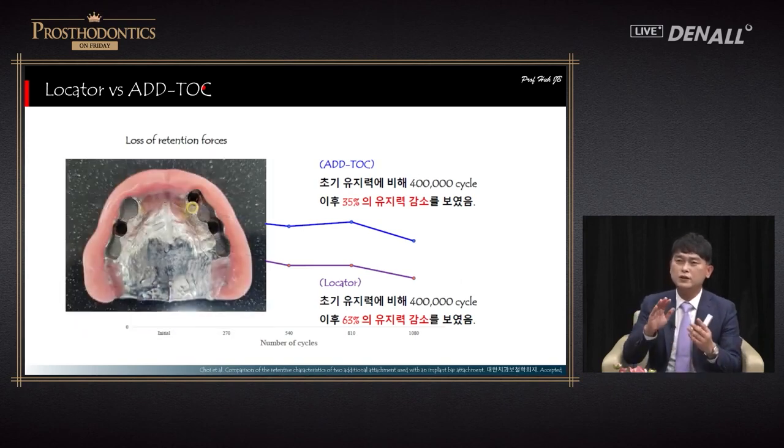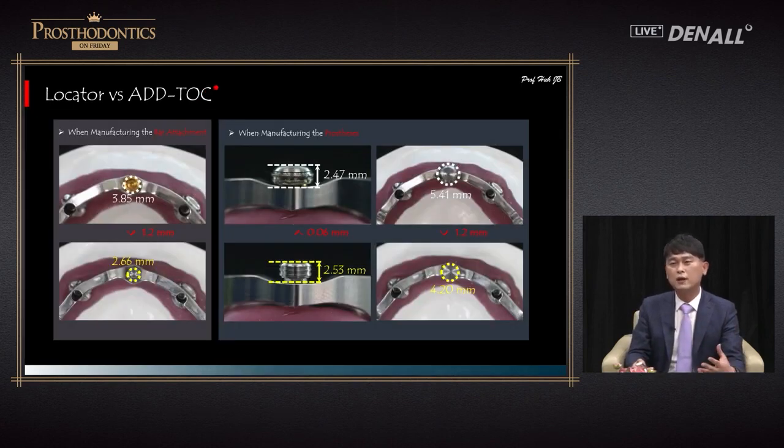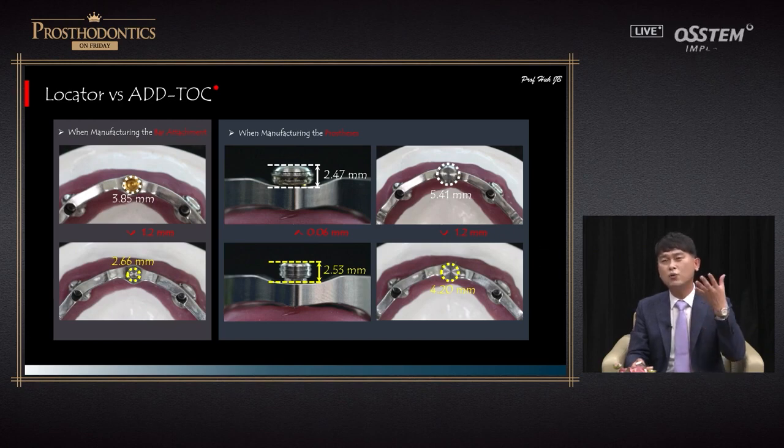As you know, a locator is used in a moving denture. If it is not moving, like a plastic inserted between the housing between the male and female parts, holes are made like this. I observe such cases from time to time. Holes are made in the bar, so a dedicated attachment is needed. ADD-TOC is used for bars only and cannot be used for anything else.